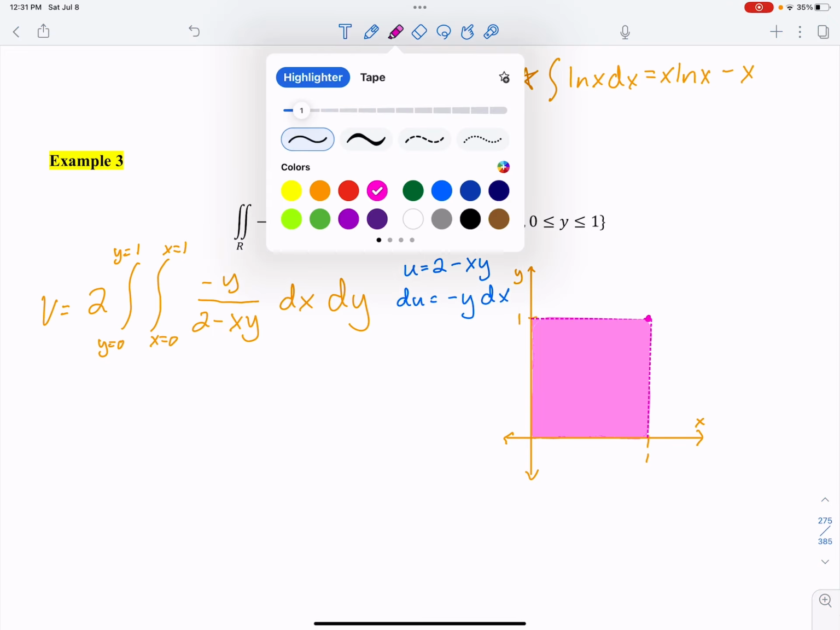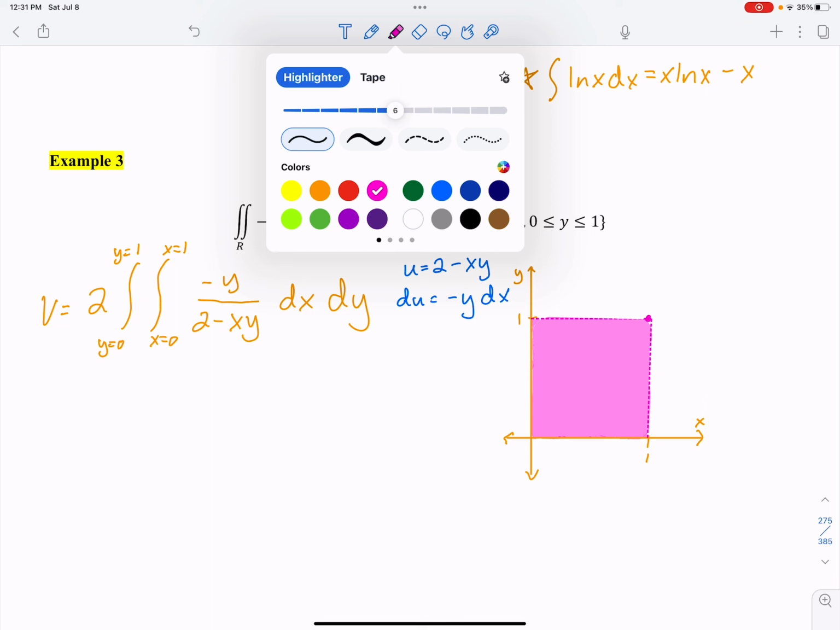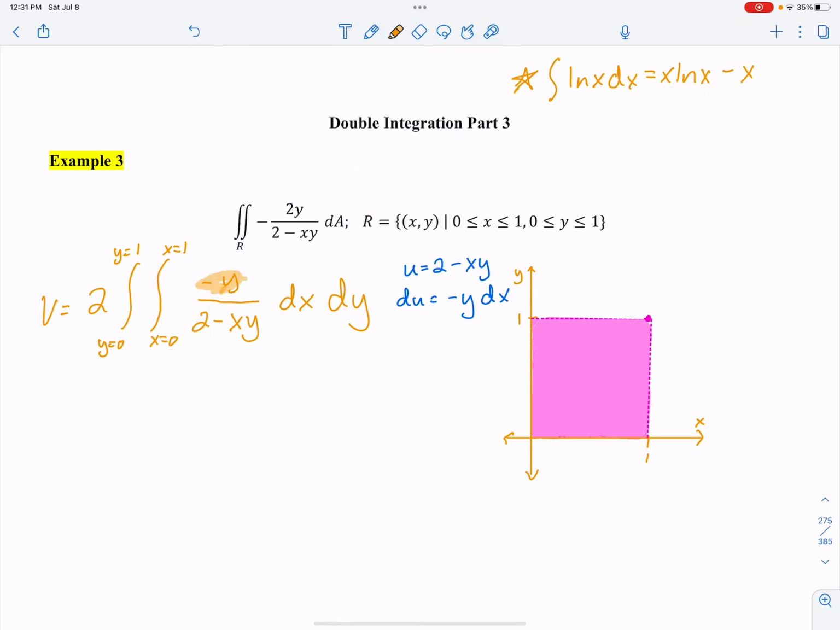Oops, sorry, my highlighters are really small now. I think I need it about there. That's going to cover this thing, this and that. Right? Those two together will be our du. It's going to make our integral much nicer to deal with.